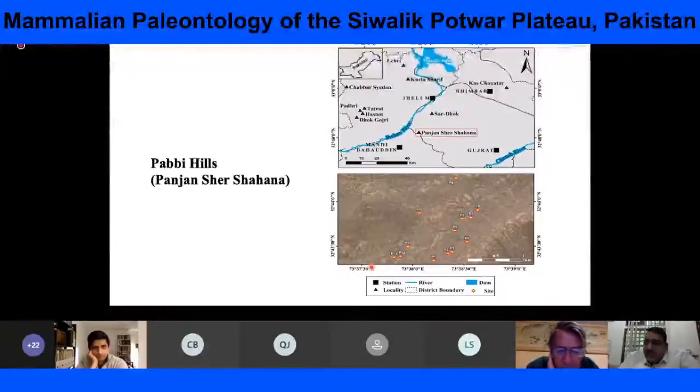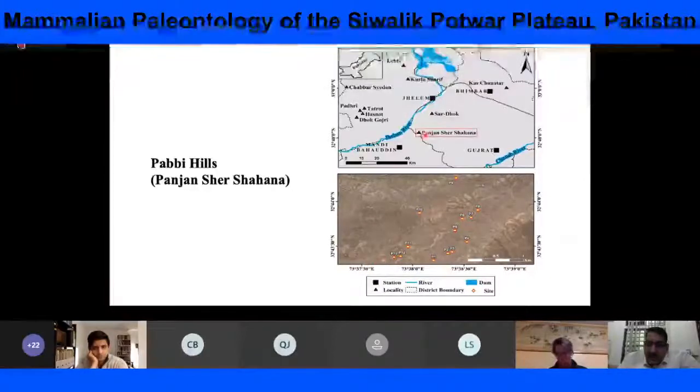Pabbi Hills actually flank the southeast bank of Jhelum River as a gentle anticline, having a total thickness of almost 1,000 meters. We have already collected and studied the localities Sardo, Bimber, and the other localities near Mandi Bahauddin. This newly discovered locality is Panjan Shahana, which is situated in the Pabbi Hills.